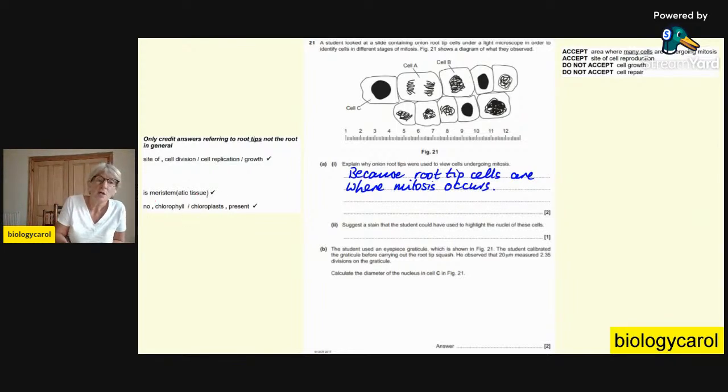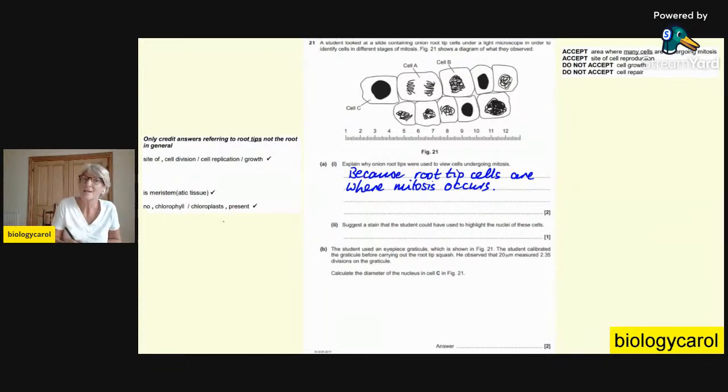Looking at these two other mark points, I would never have thought of saying that it's meristematic tissue, because it's explaining why it's used. I would have just wanted to say, because that's where cell division or mitosis occurred, not by then going on to say, oh yes, because it's meristematic tissue. I just would never have thought of saying that.